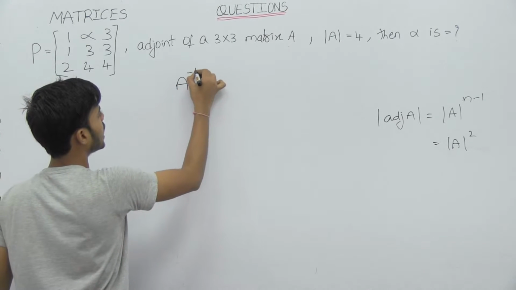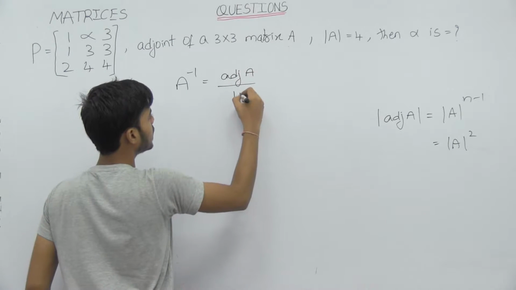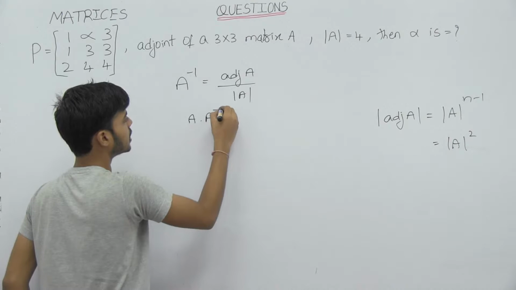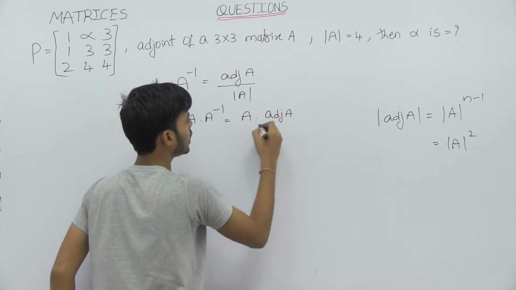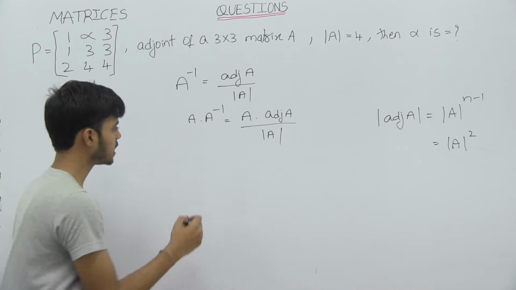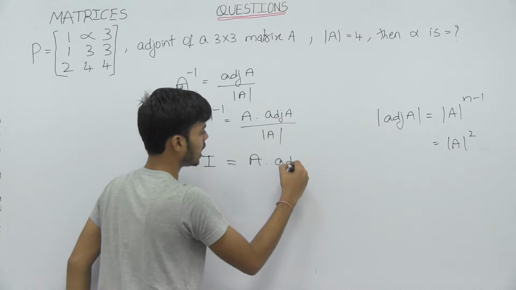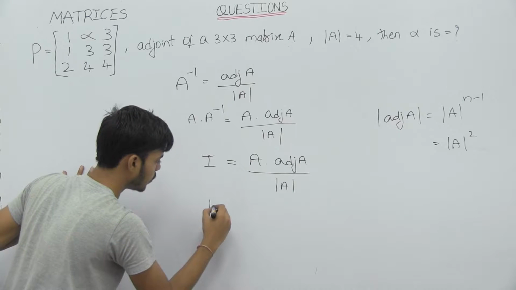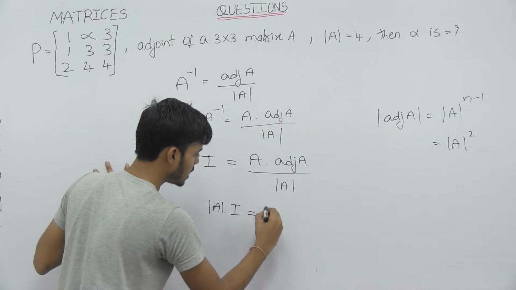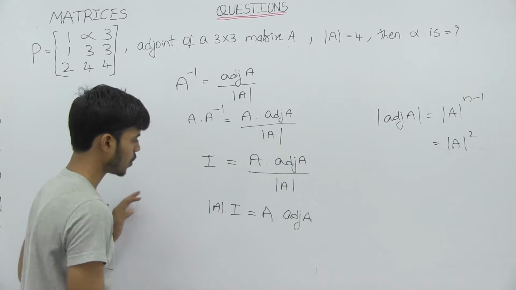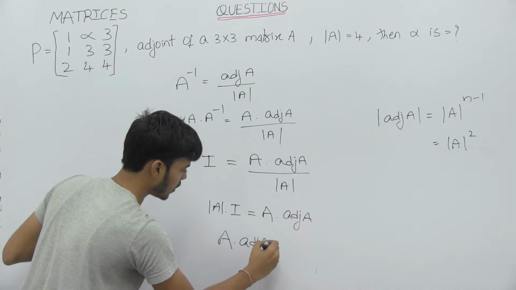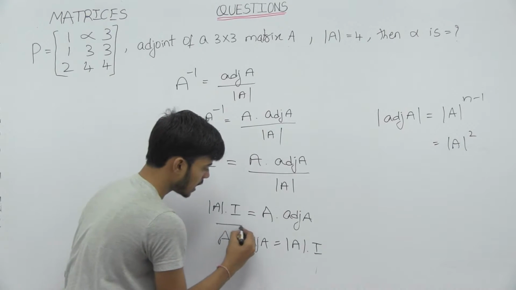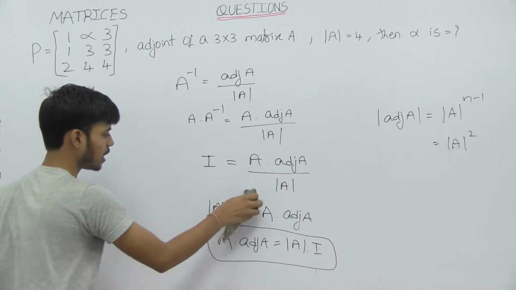First we know A inverse is equal to adjoint of A by det A. Now multiply A on both sides, we get A into A inverse is equal to A into adjoint A by determinant of A. Now A into A inverse is the identity matrix, so I is equal to A into adjoint A by modulus of A. Now multiply this, we have determinant of A into identity matrix is equal to A into adjoint of A, or we can also write A into adjoint of A is equal to determinant of A into I. So we finish the first part. This is an important identity, you can remember this.